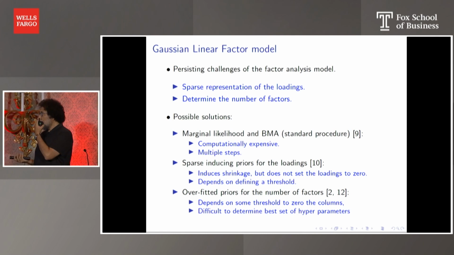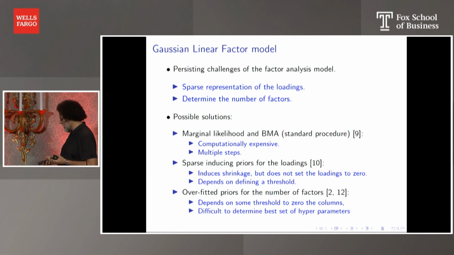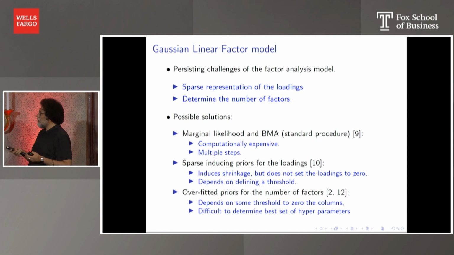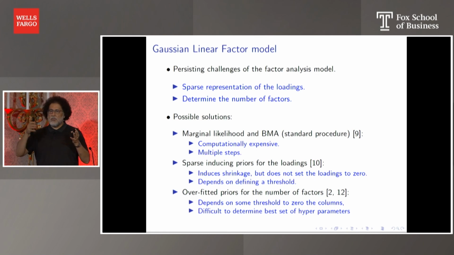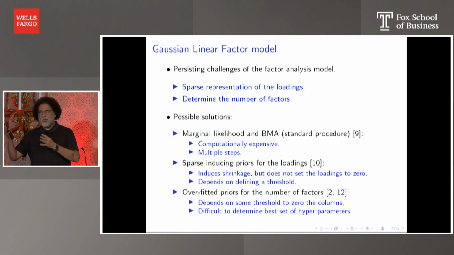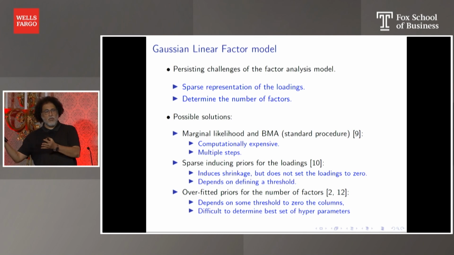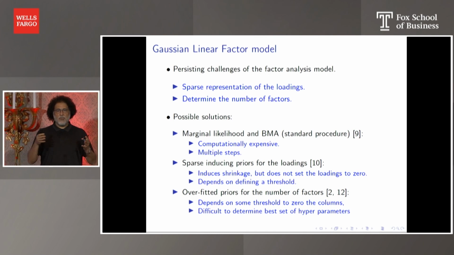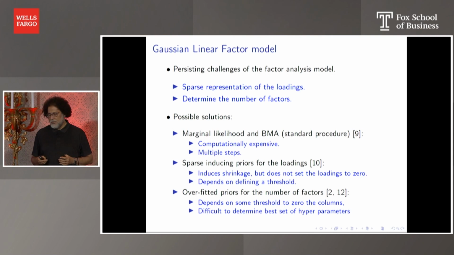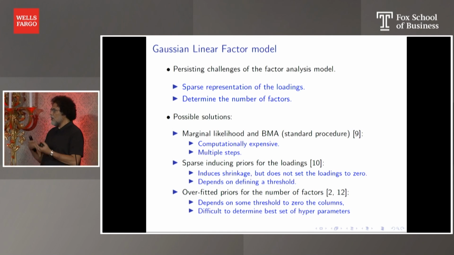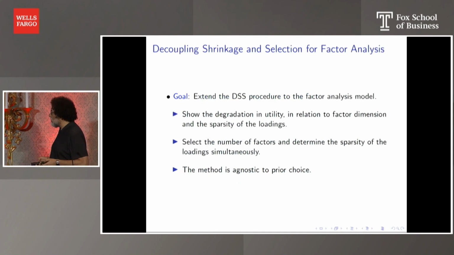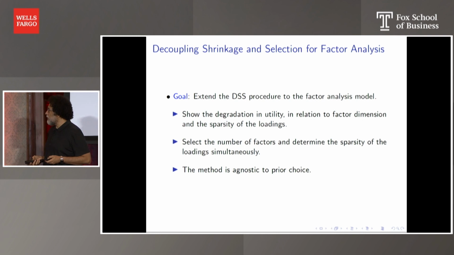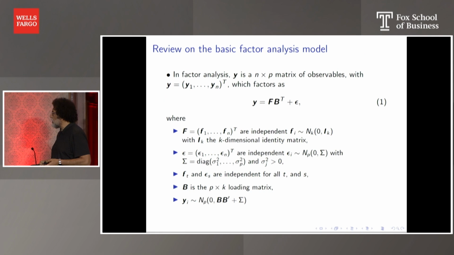And what we're going to do here, and that's the main theme of this talk, is to fit what we call a saturated factor model, and then we use the DSS idea, the decoupling, shrinkage, and selection, to pick the number of factors or to observe how posterior inference varies according to the number of factors, and if you have shrinkage or not in the loading matrices. So there are several possibilities here. I'm just going to go straight to what we do. So our goal was to extend DSS for factor analysis, and that's what we did. That was the main theme.